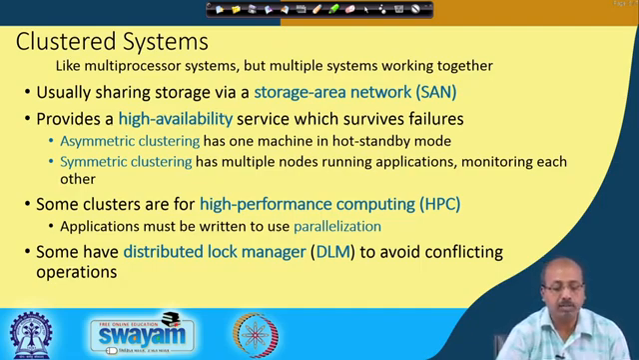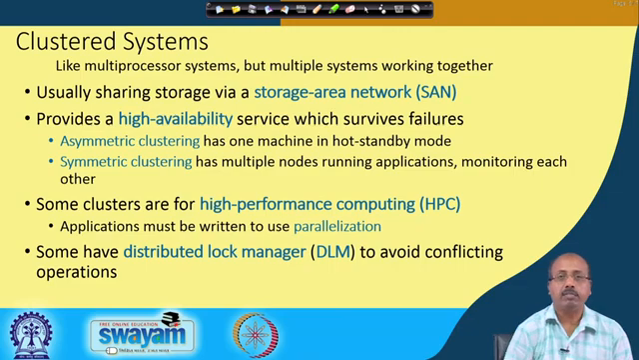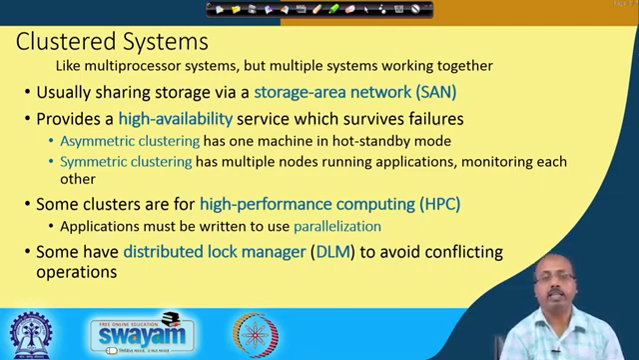If we have that, it provides a high availability service which survives failures. If one computer system fails, the storage area network will not fail. As a result, we can get a copy of the data kept on some other server on the storage area network and get the data from there. That way the availability of the system increases. We can have asymmetric clustering, in which one machine is in hot standby mode. Hot standby mode means it is always doing whatever the master is doing, and in case the master fails, it can take over immediately. That is the concept of hot standby.